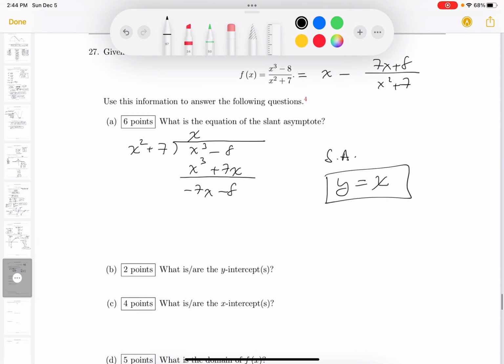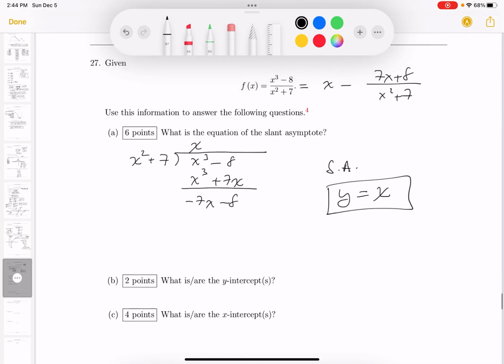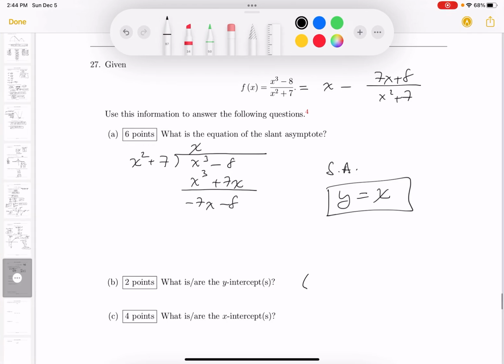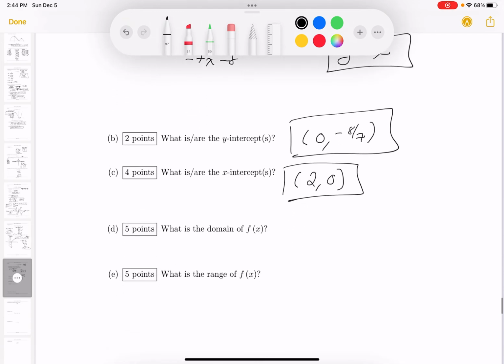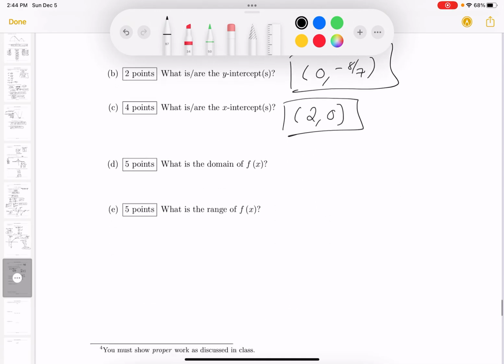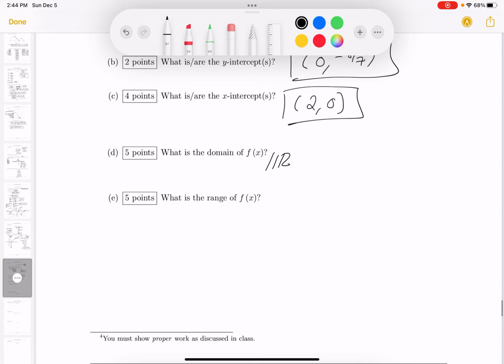All right? What's the y-intercept? All you have to do is set x to 0. Right? When you set x to 0, what do you get? Well, you get 0, minus 8 on top, and 7, so minus 8/7. What's the x-intercept? Well, it's when the top becomes 0, and it becomes 0 at 2. We're just dealing with real numbers, by the way. What's a domain? Well, looking at it, there is no division by 0, so the domain is all real numbers.